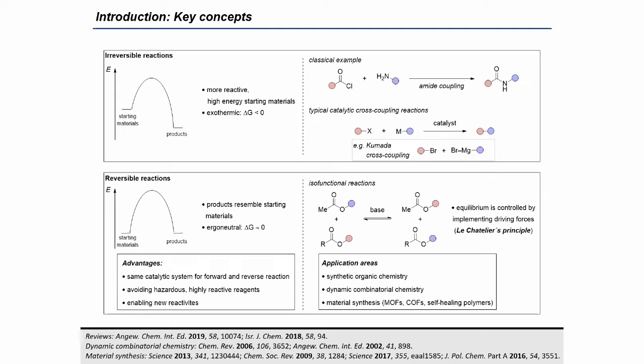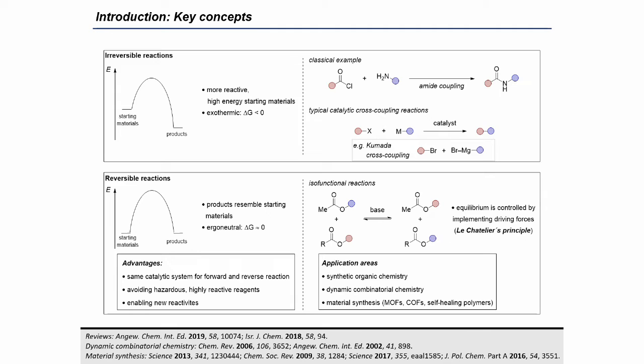As a subset of reversible reactions, isofunctional reactions can be defined, in which both the starting materials and the product exhibit the same functional groups, and product mixtures are usually obtained, as shown here for the ester metathesis reaction. If catalysts are necessary to facilitate a desired reversible reaction, the same catalytic system can facilitate both the forward and reverse reaction. To drive the equilibrium to one side, so to favor either the forward or reverse reaction, driving forces must be implemented, for instance based on Le Chatelier's principle. This aspect will be discussed in more detail later.